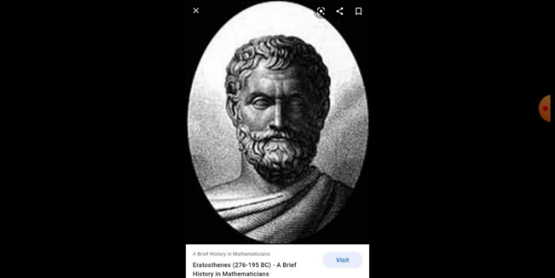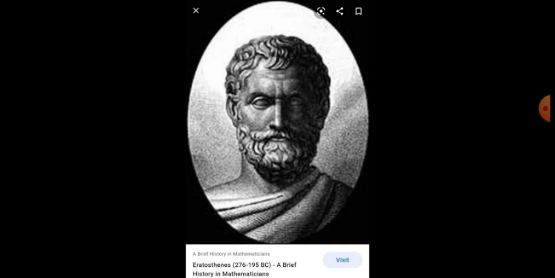Then the second main branch is physical geography. Physical geography is the study of Earth's surface, animals, planets, etc.